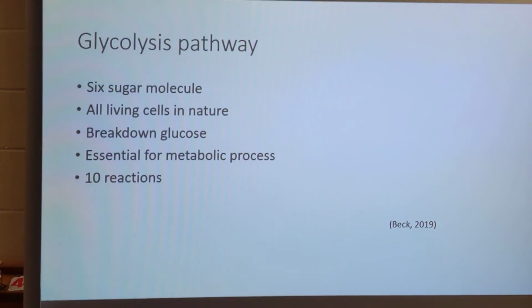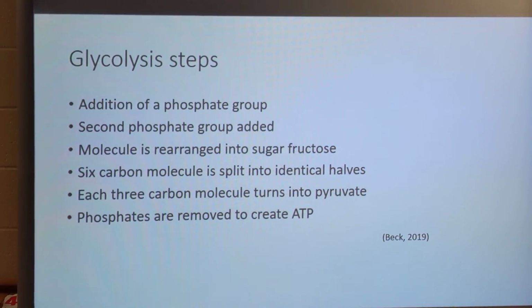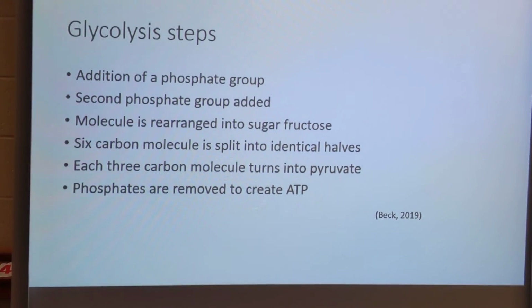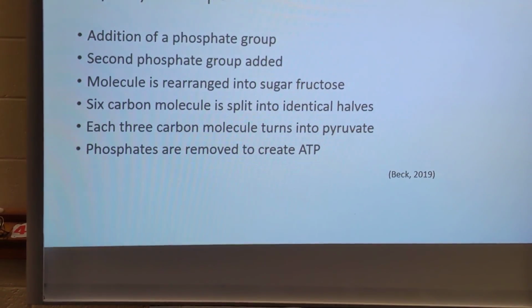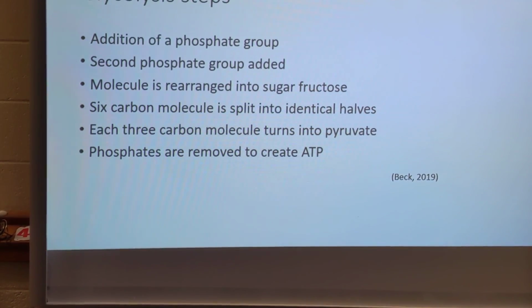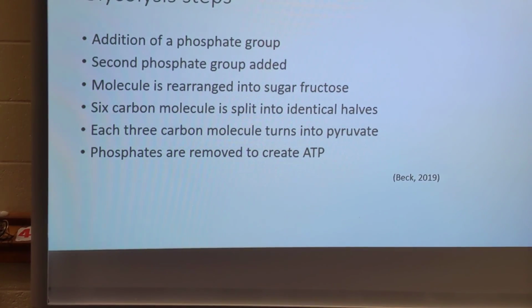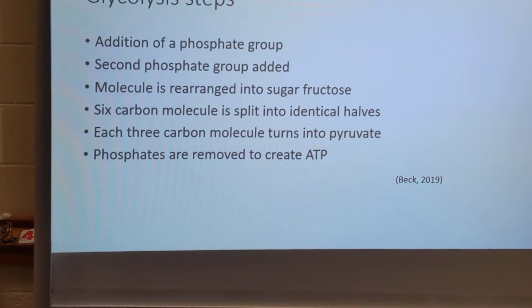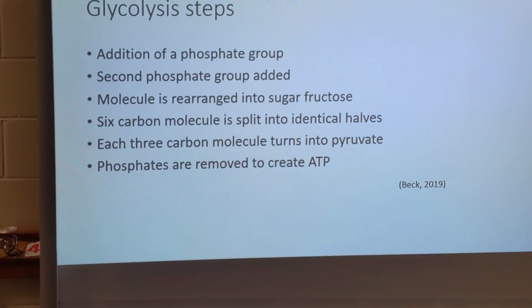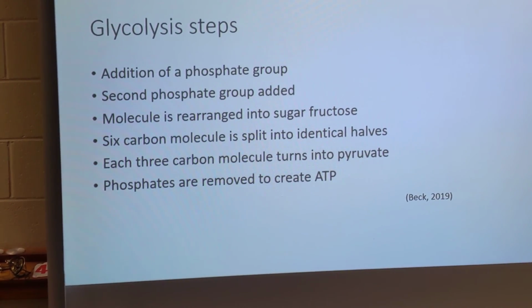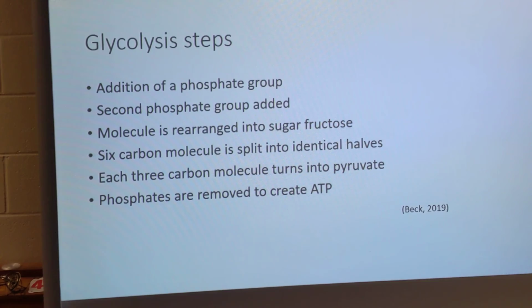There are a total of 10 reactions. The 10 reactions take place in 6 major steps. The first step is the addition of a phosphate group. This starts the pathway, and then after a few steps, a second phosphate group is added, and the molecule is then rearranged to form the sugar fructose.